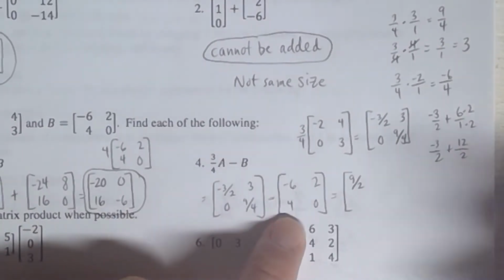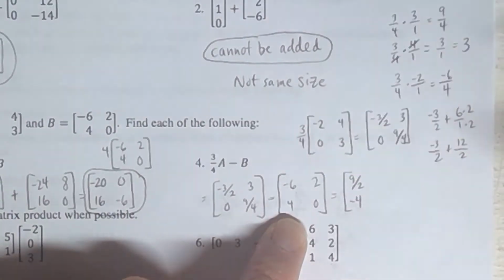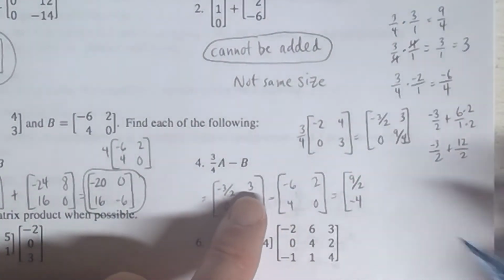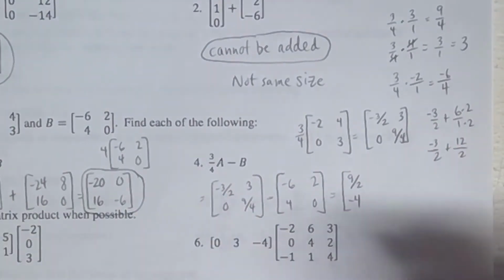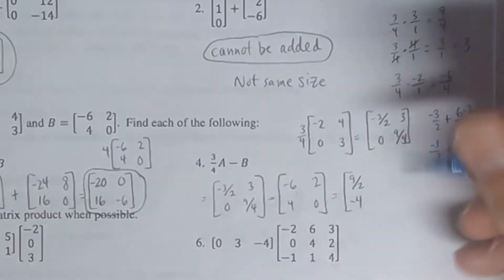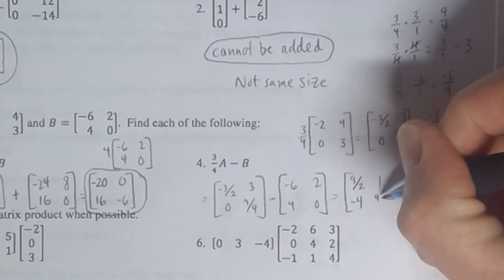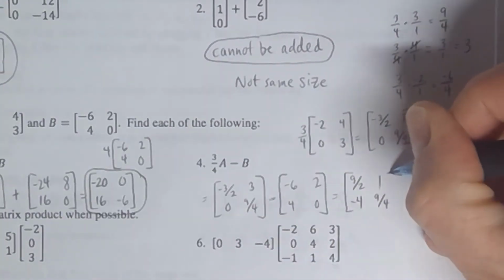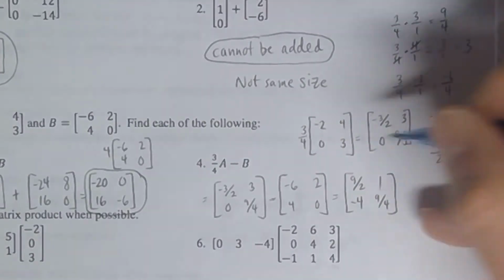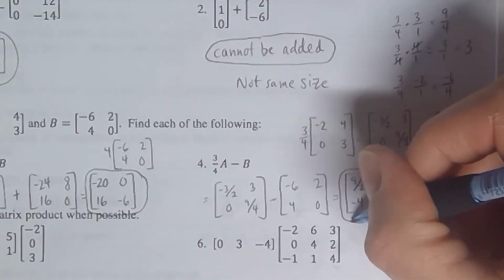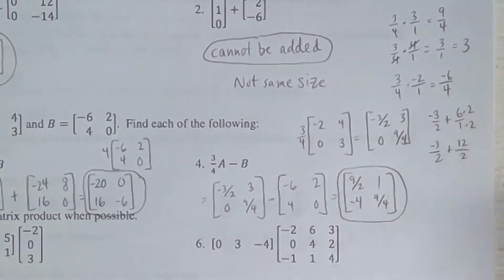0 minus 4, you guys. 0 minus 4 would be -4. I'm just subtracting the corresponding elements here. They're in the same positions. 3 minus 2 is 1. And finally, 9/4 minus 0. Anything minus 0 is itself, and so it just stays as 9/4 right there. And that is your final answer. We multiplied and then subtracted.